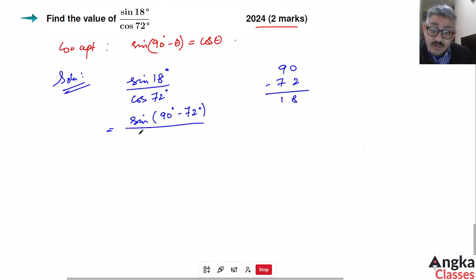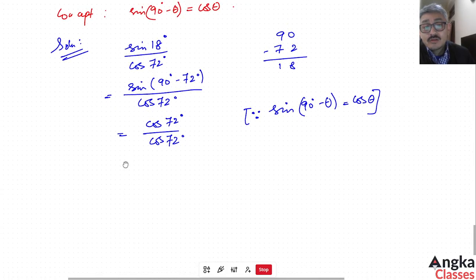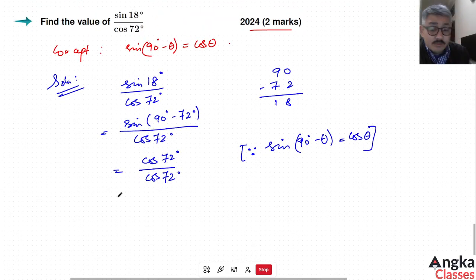Now sine 90 minus theta gives cos theta, so it becomes cos of 72 degree. Since sine 90 degree minus theta is equal to cos of theta, we cancel out this and we get 1. So our answer is 1.